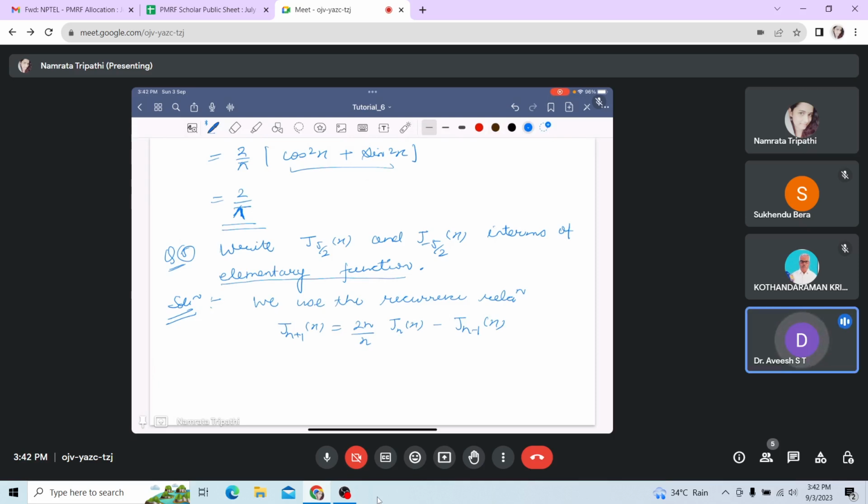First, we need to calculate J3 by 2. Then we have to calculate J5 by 2. So what will be the value of n here? We have to substitute the value of n according to this. That means we have to substitute n is equals to 3 by 2, so that we can find the value of Z 5 by 2.